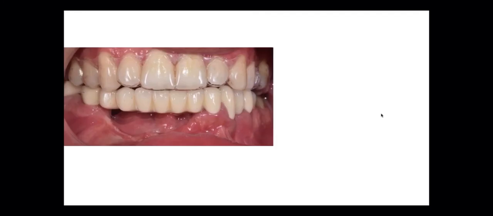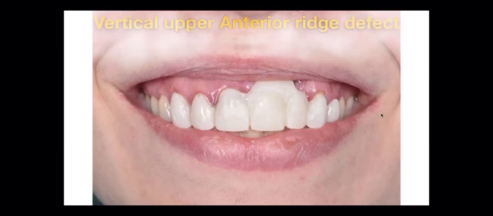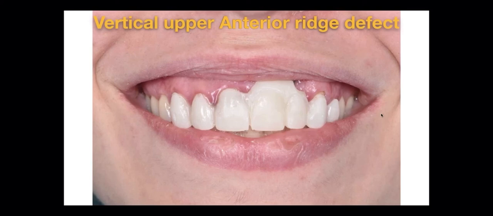So this was the situation before surgery, and this is how we referred our patient back to the doctor to be able to place the implants in the exact position. We created more than 8 millimeters of bone vertically in this case. That's one case of vertical regeneration.